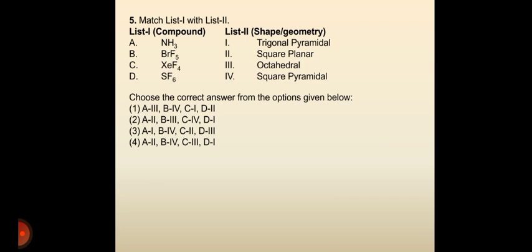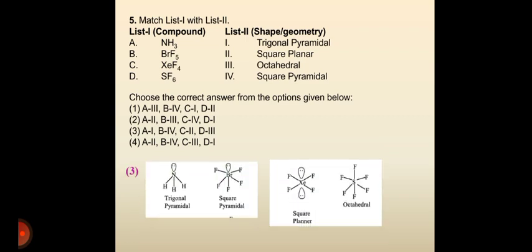The next question is, match list 1 with list 2, that is shape or geometry of the compound. The correct answer is option 3. Here ammonia is trigonal pyramidal, bromine pentafluoride is square pyramidal, xenon tetrafluoride is square planar, and sulfur hexafluoride is octahedral.